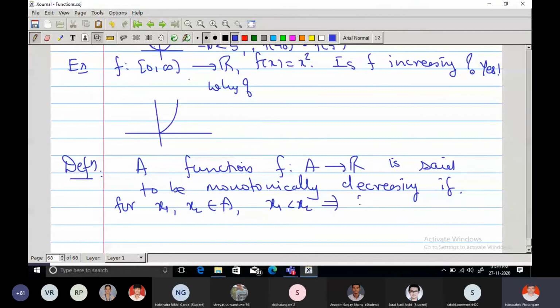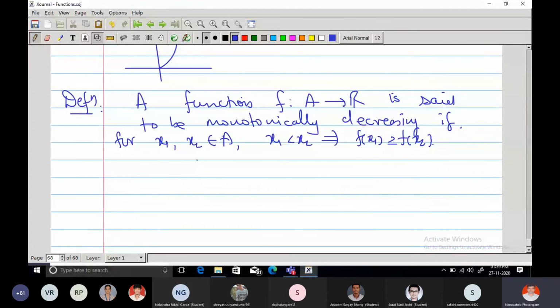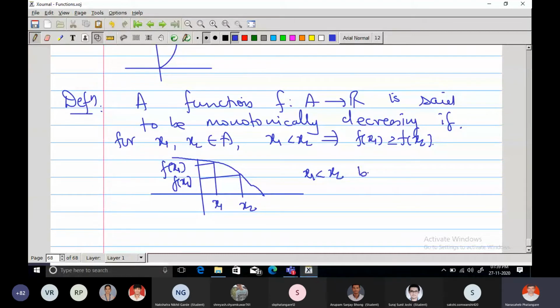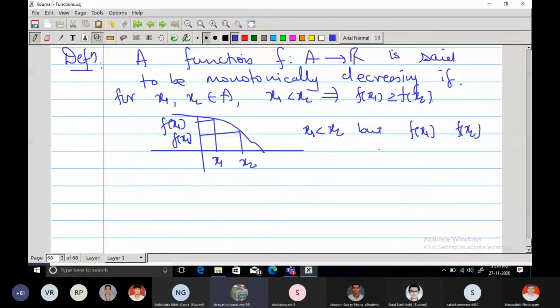So if you look at this function, suppose the graph is like this, and if this is x1 and this is x2, then look at where is f of x1 and where is f of x2. So x1 is less than x2, but what is the relation between f of x1 and f of x2? Do you understand what is the relation? f of x1 is greater than f of x2. Right, so it is decreasing.